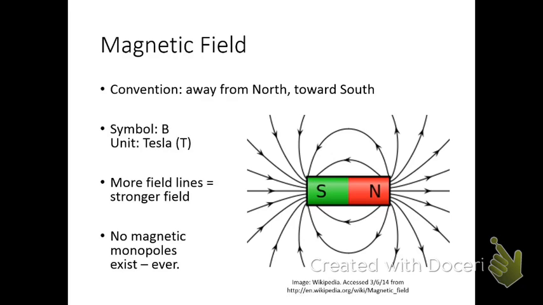Now, the symbol for magnetic field is B, and the unit is the Tesla. One interesting curiosity is that no magnetic monopoles exist. We're not 100% sure why. We have tried to make it in labs. I say we as if I did it. Physicists have tried to make it in labs, and so far no dice. Anywhere you find a north, there's going to be a south.